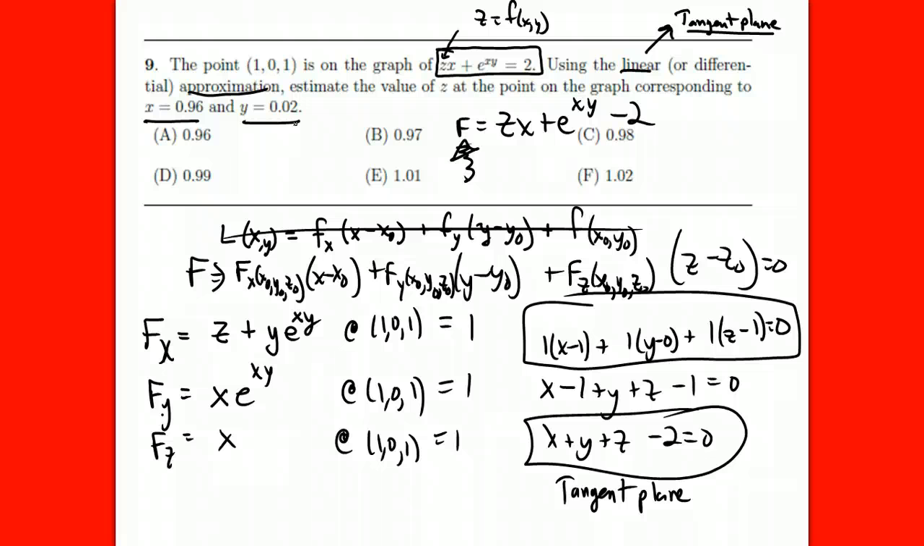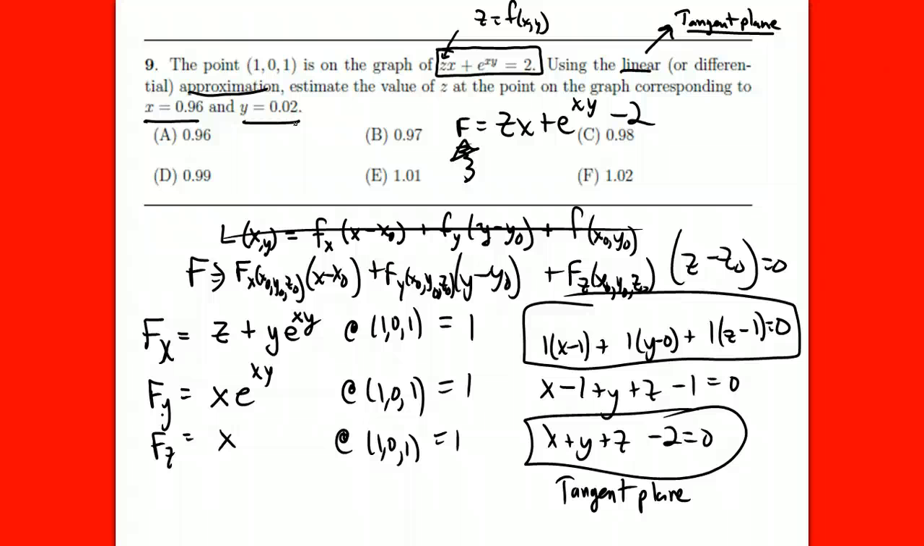I'm going to change x and y by some small amount. I'm going to change x by going down by 0.04. I'm going to change y by going up by 0.02. In the same way, I'm going to change z as well. I guess I have to go and get what z is at that point, or not. It won't matter, I think.